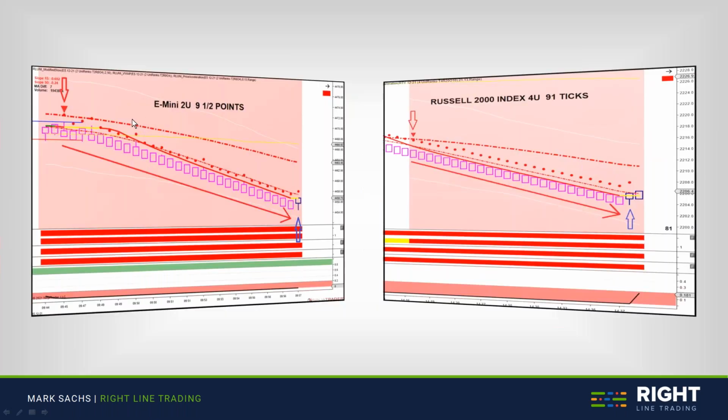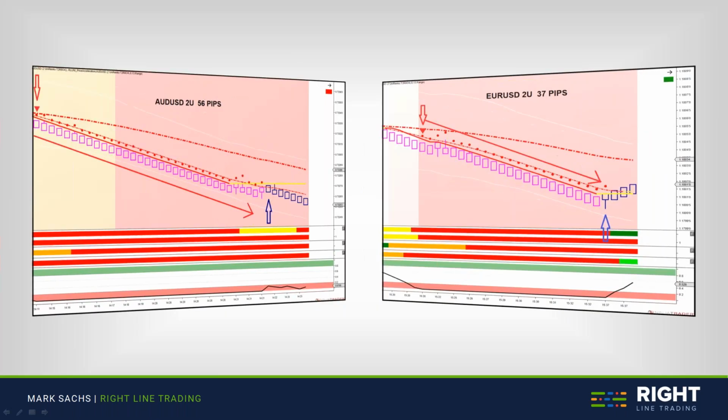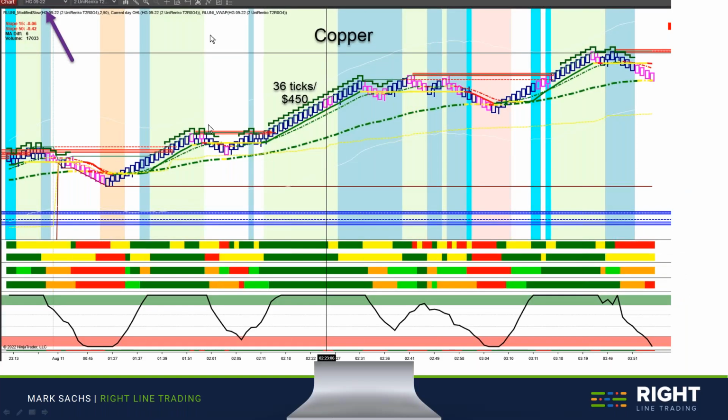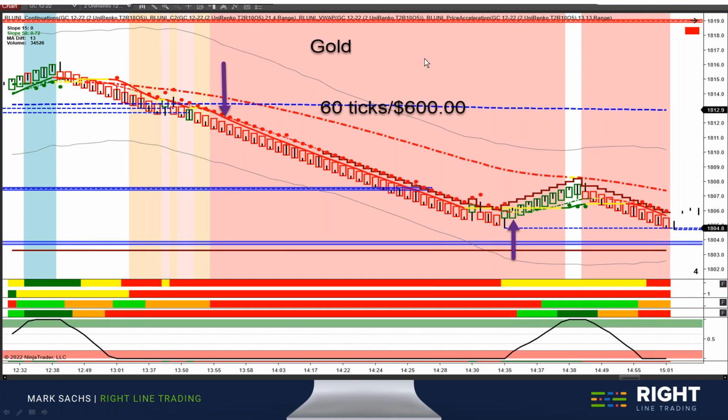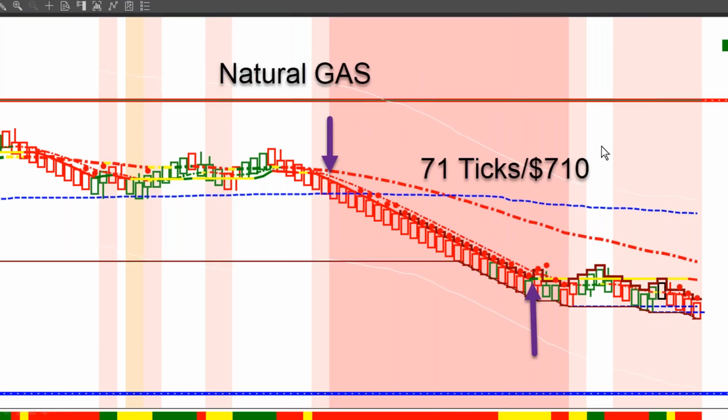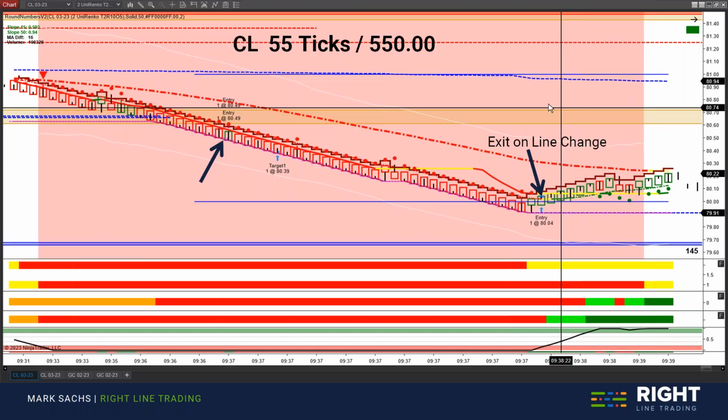Okay. Next, here's some trades on the E-mini, the Russell, the Euro, the Australian dollar. Here's a trade that we took on copper. 36 ticks for 450 bucks. Here's 2 trades on the Canadian pullback and go strategies. Okay, pullback and go. Break the pivot, wait for the pullback candle and go. Here's a nice trade on gold. Here's a nice trade on natural gas.